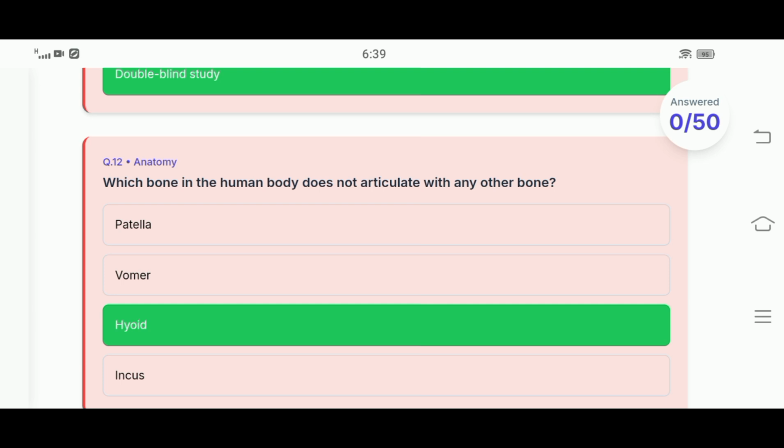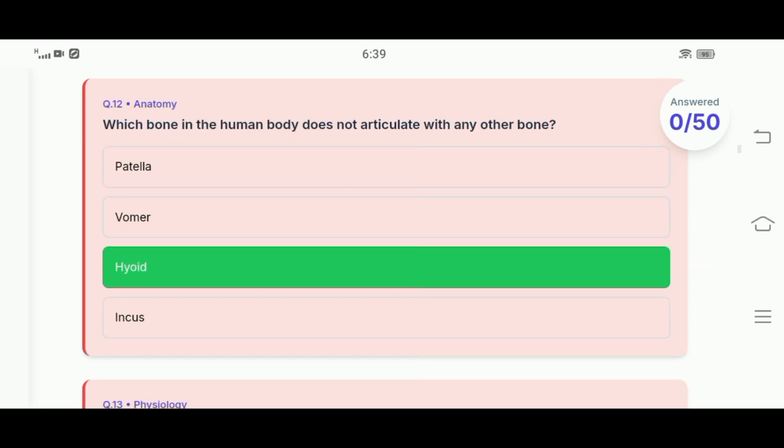Next, number 12, anatomy. Which bone in the human body does not articulate with any other bone? Options are A. Patella, B. Vomer, C. Hyoid, and D. Incus. So the correct answer is hyoid.